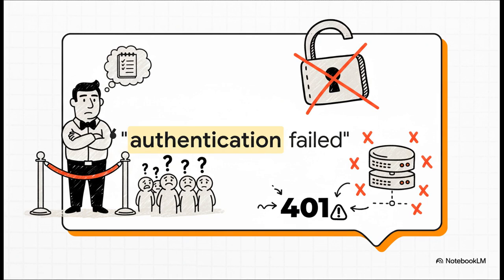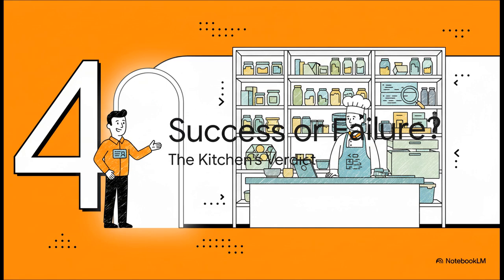Now, if that request shows up without a valid token, or maybe with an expired one, the server doesn't even bother looking at the order. Nope, it just immediately sends back an error. A 401 authentication failed is the perfect digital equivalent of a bouncer at a club looking at you and saying, sorry, you're not on the list. Access denied.